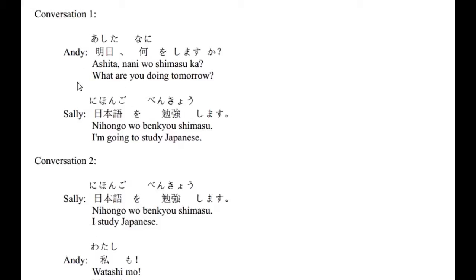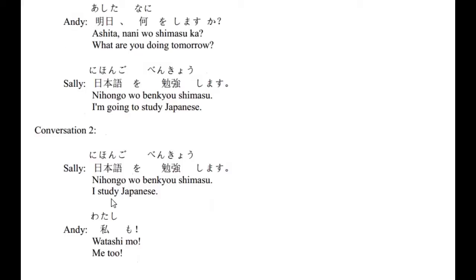So we can see from the context. So Andy, in the first conversation, is asking about her plans. So, I'm going to study Japanese. So that's how we know it's the future. I'm going to study. And in the second one, maybe Sally is just simply stating a fact, something general about herself. I study Japanese, or I like cookies, or I drink coffee. Just the present tense, just stating a simple fact.